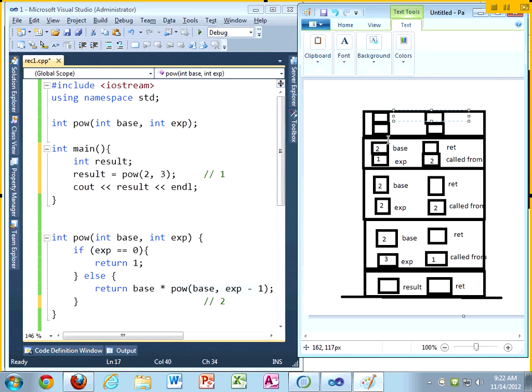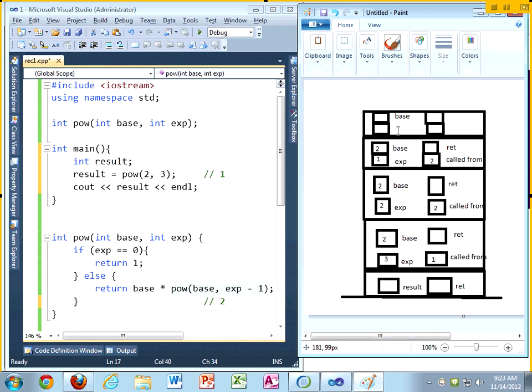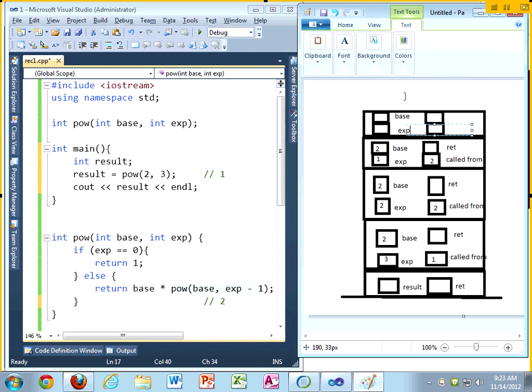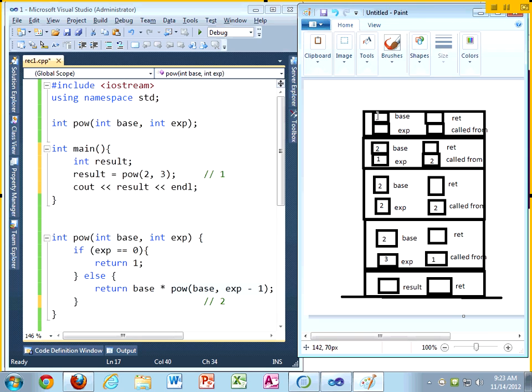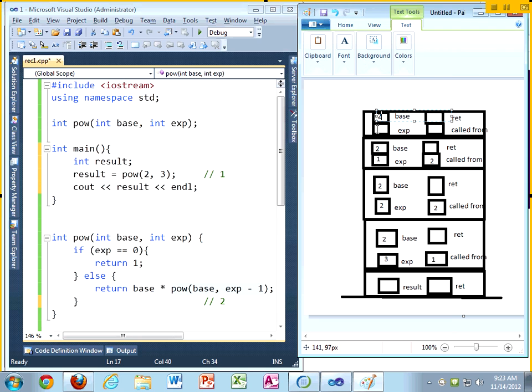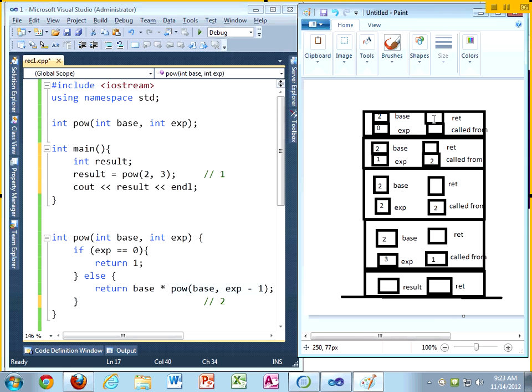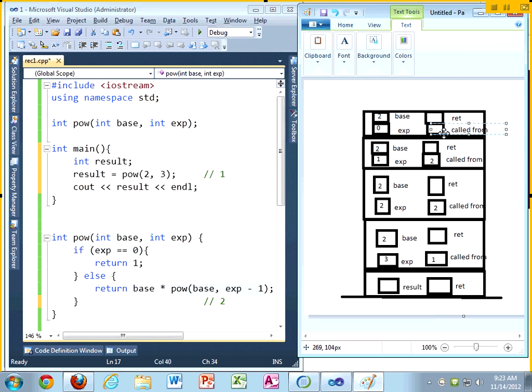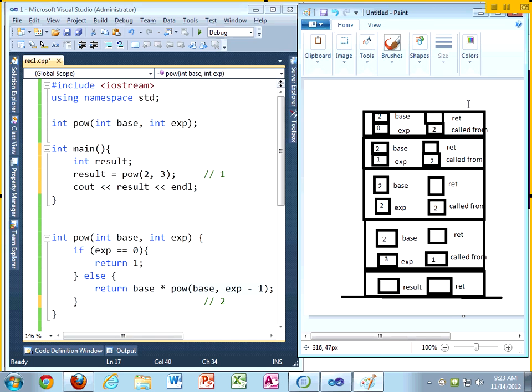Okay, same 4 things: base, exponent, return, call from. Base is still 2. Exponent is 0. Waiting for the return value. Actually, in this case, I'm not going to need a return value, huh? Called from place 2. Okay, so now I'm ready to start executing the statements inside PAL.